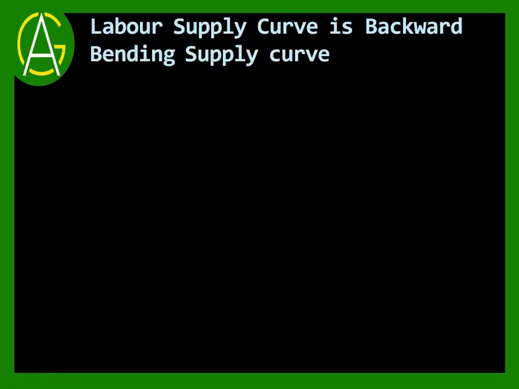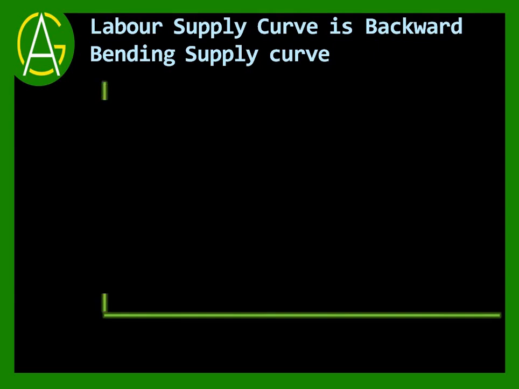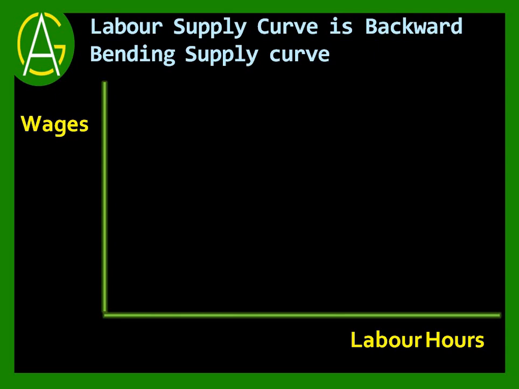Now another important point that you need to remember is the supply curve of labor. An MCQ can be asked here: what is the supply curve of labor? The supply curve of labor is known as the backward bending supply curve. Let us prepare the backward bending supply curve. Friends, this is the x-axis, this is the y-axis. On the x-axis we have presented the labor hours, or hours of labor, and on the y-axis we have presented wages.